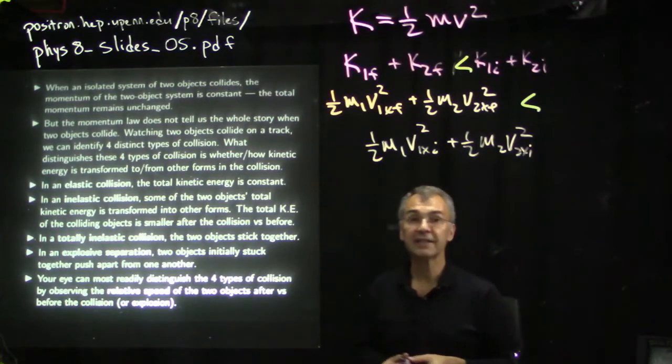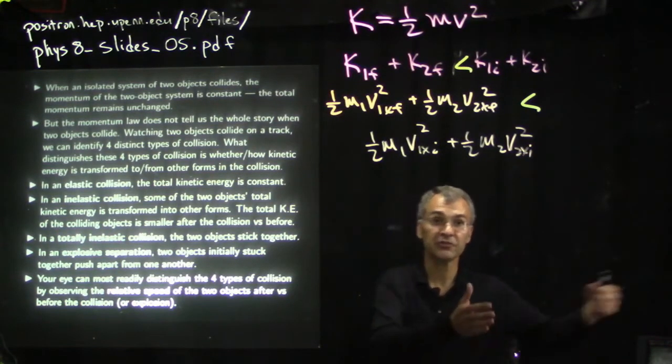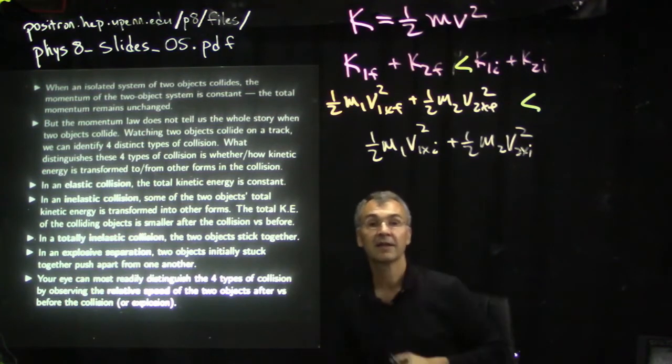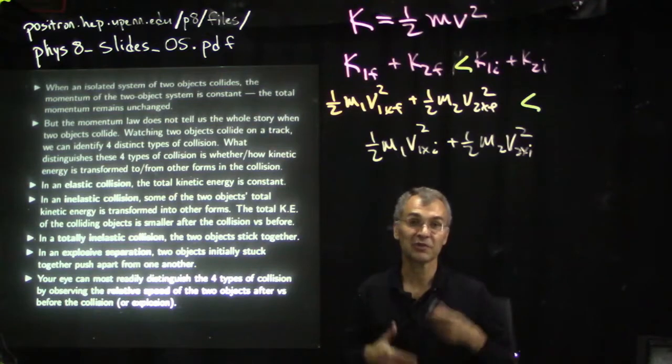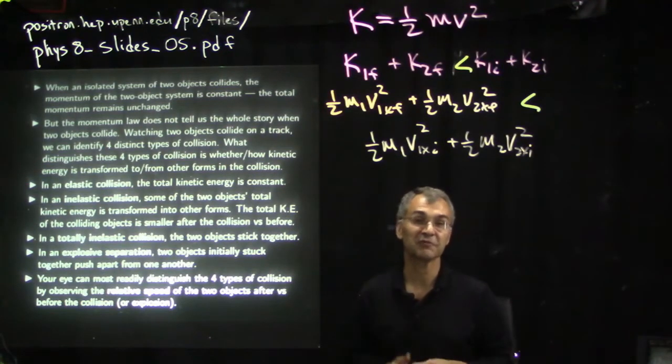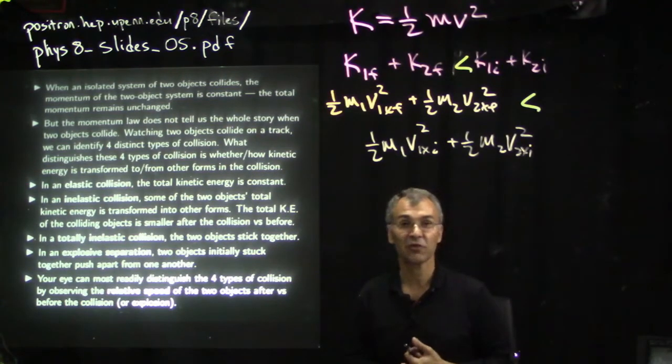In a totally inelastic collision, the two objects stick together. And it's fun to watch videos of that, and it's also fun to solve problems in that circumstance because one variable in the final state is immediately eliminated. So the math is always nice and easy when you have a totally inelastic collision.